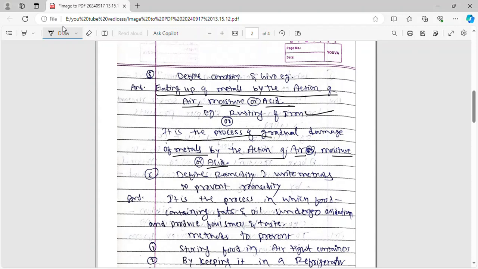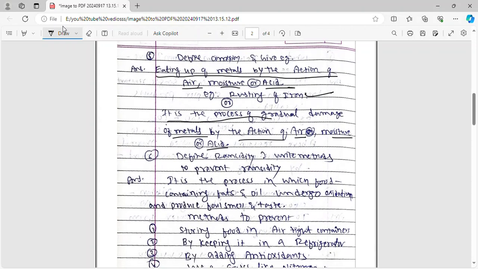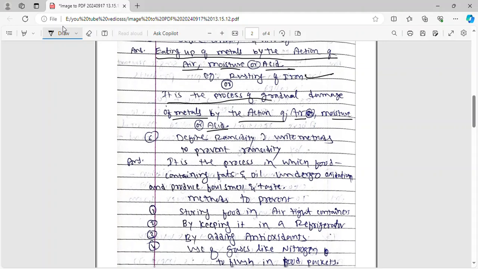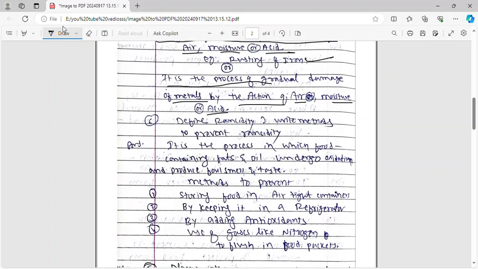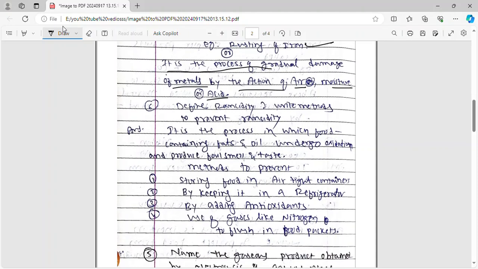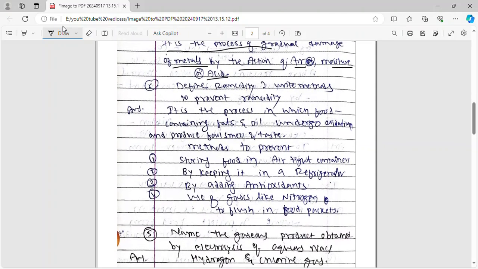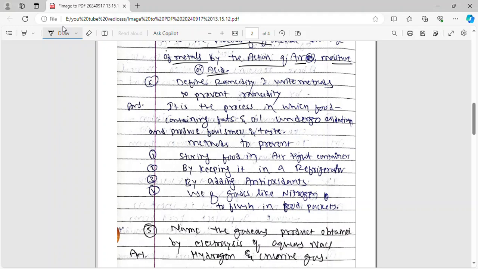Now let us go to the next question. What is rancidity? Write down all these questions. This will help for your exam. Define rancidity and write the methods to prevent rancidity. Rancidity is a process in which food containing fats and oil undergoes oxidation and produces a bad smell and taste. Foul means bad smell and taste. It is due to oxidation, remember.